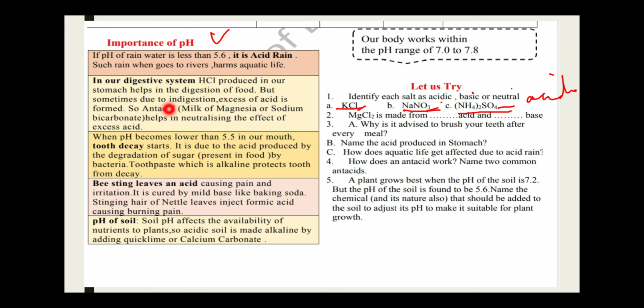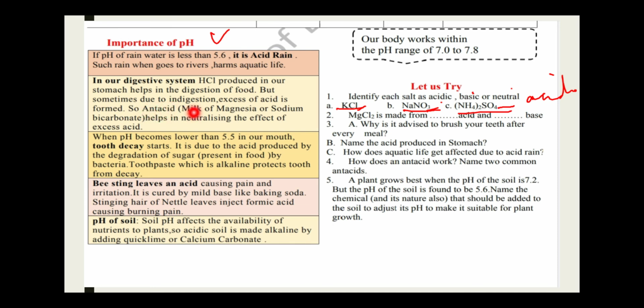For example, Digene, which we commonly have in our homes, is an antacid. And on the bottle of antacids there is written milk of magnesia. If you have it at your home, then please go and check it once. It can be sodium bicarbonate. So they help in neutralizing the effect of excess acid. When excess acid is formed in our stomach, then we take Eno or your Digene, your Gelusil. They act as antacids.